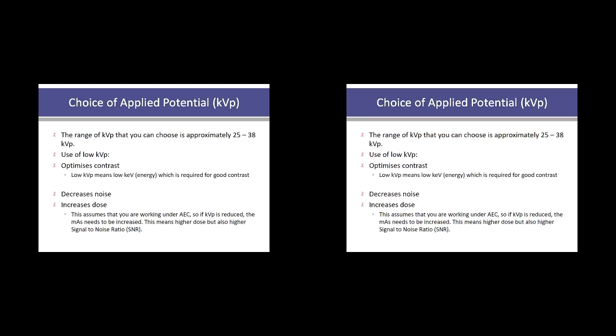In terms of what kVp we set to get the optimum spectrum, generally your option in mammography is selecting something from about 25 to 38 kVp. This will have an effect on the maximum energy of X-ray photons within the spectrum. Again, it's soft tissue imaging, so we do want to use low kVp. The advantage of doing that is we will optimize contrast within the image. So low kVp equates to low keV, i.e. low energy X-ray photons, which is what we need to get good contrast.